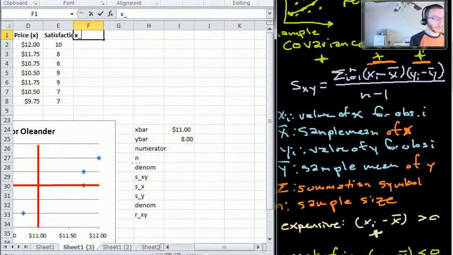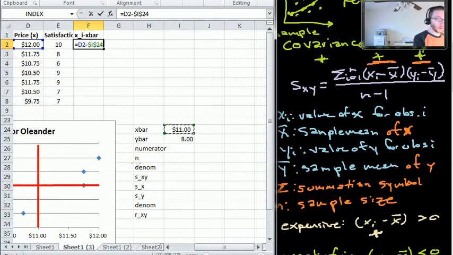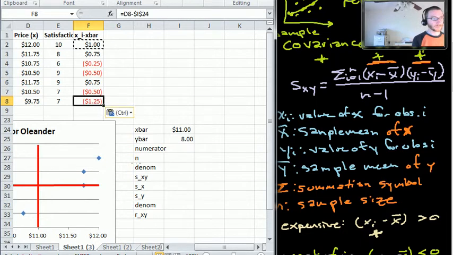The first thing we want to calculate is xi minus x bar. And so we're going to have 12 minus 11. And then I'm going to want to subtract this 11 every time. So hit F4, make that absolute reference. And now when I copy it and paste it over and over again, you can see that we have these positives, which are in the black, and then the negatives are in parentheses and in red. And sure enough, $11.75 is 75 cents more than $11, and $10.50 is 50 cents less than $11.